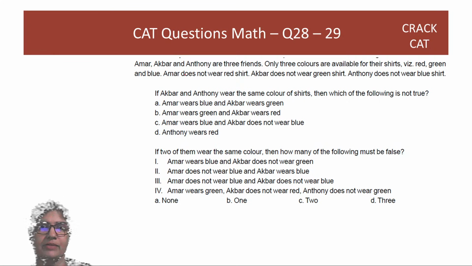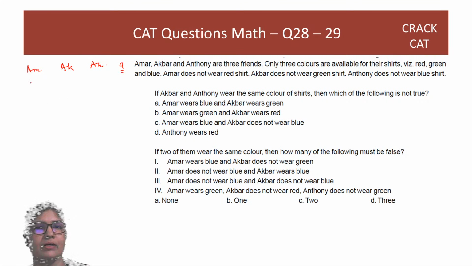Three friends, only 3 colors. Amar does not wear red. Akbar does not wear green. Anthony does not wear blue. So what are the possibilities? Amar does not wear red, so Amar can wear green or blue. If there were no conditions, each of them could wear any of the 3, and the number of possibilities would be 9. But now because of these conditions, the number of possibilities will go down.